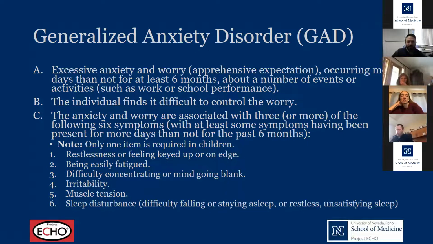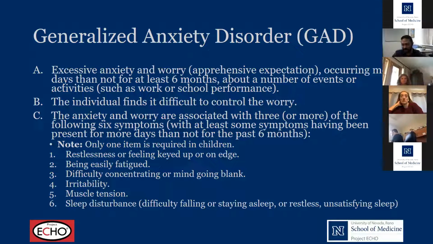In adults, you have to have 3 of the symptoms. In kids, you have to have only 1 of the symptoms. I have never seen generalized anxiety present with just 1 of the symptoms. I think anxiety is much more pervasive than that. But the typical symptoms are restlessness, feeling keyed up or on edge, being easily fatigued, difficulty concentrating or mind going blank, irritability, muscle tension, and sleep disturbance. I've never diagnosed anybody with just 1 of these symptoms.